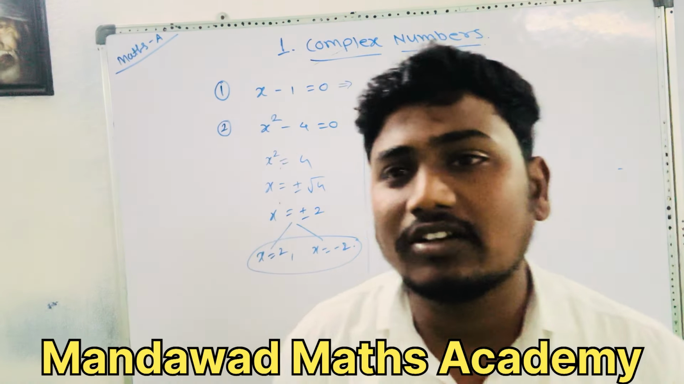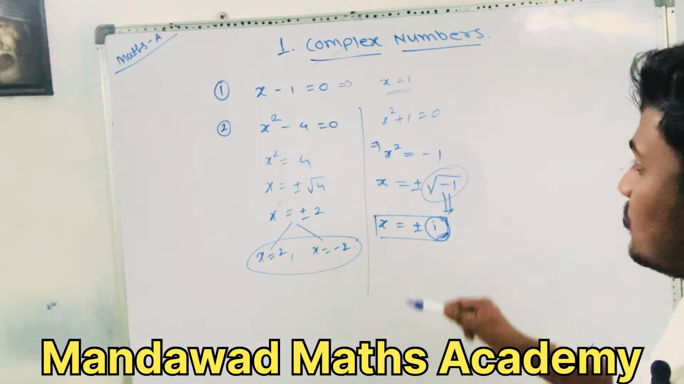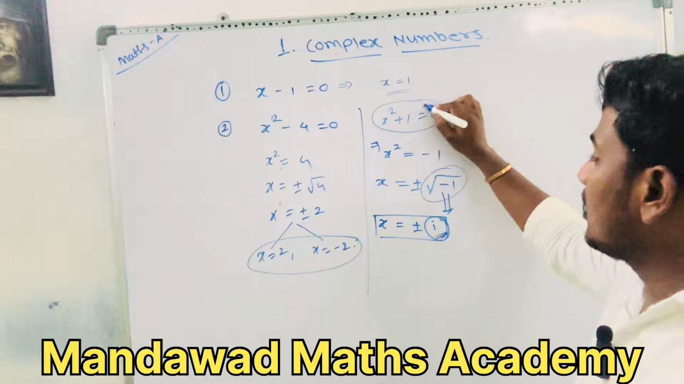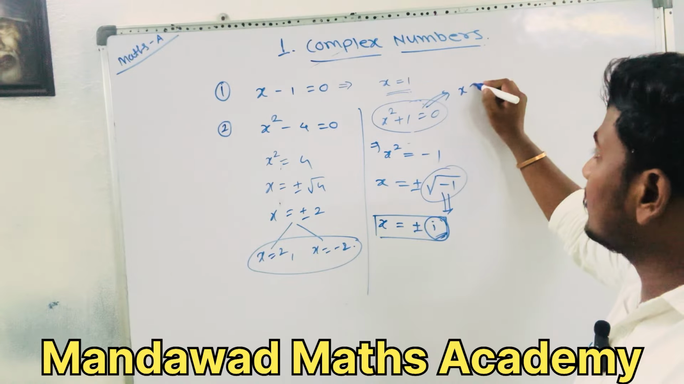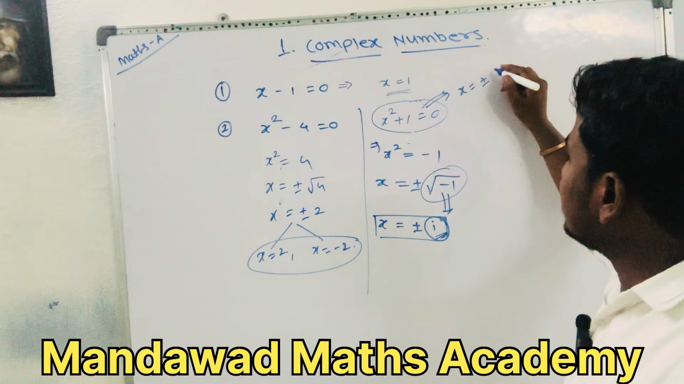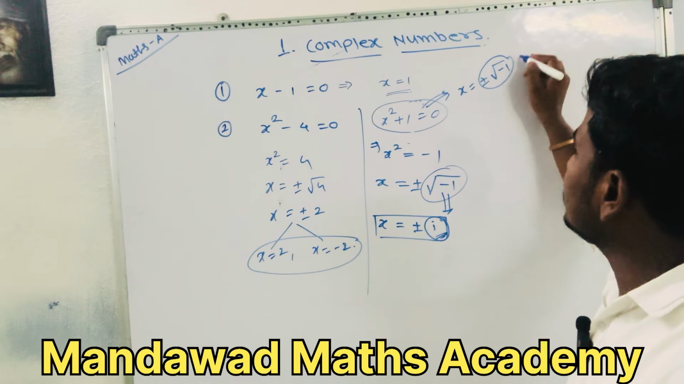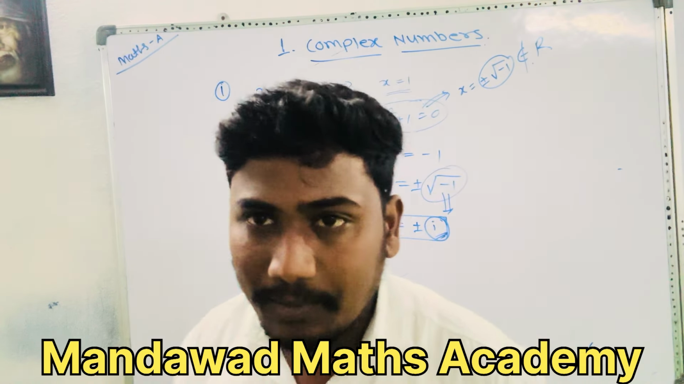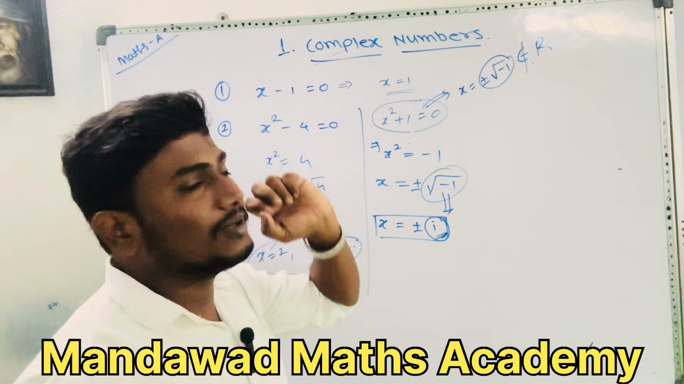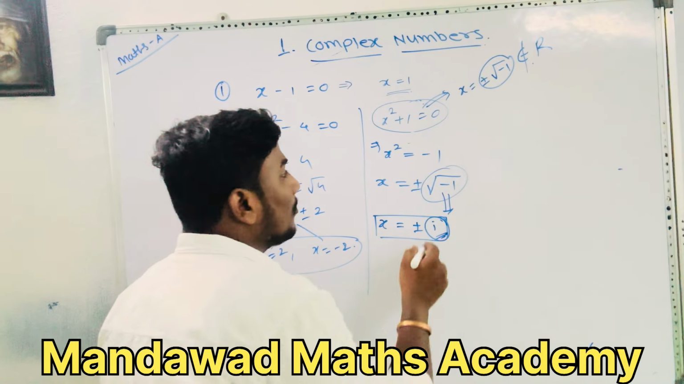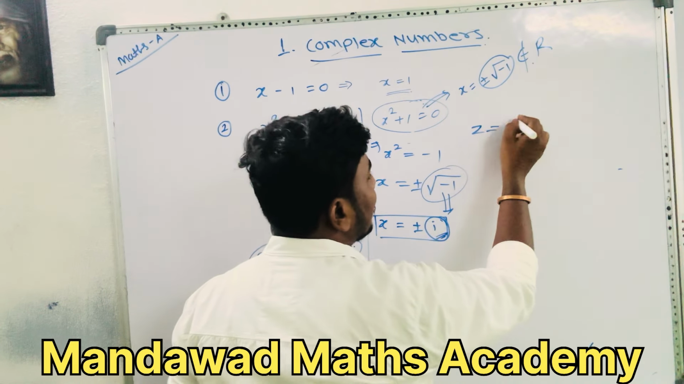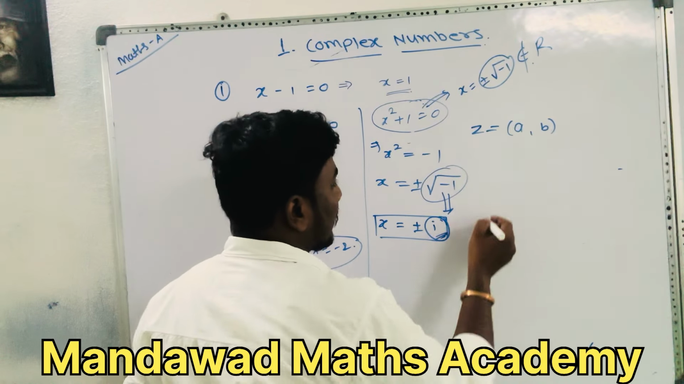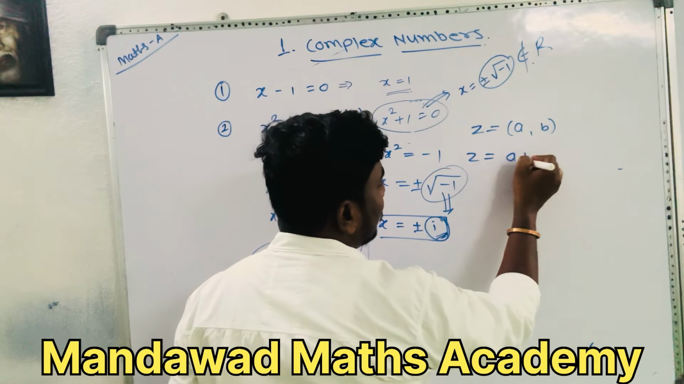Is it okay? Why did we require complex number? The solution of this equation is not defined in the real numbers, means the solution of this equation is x equal to plus minus i. i is nothing but root minus 1, that does not belong to the real numbers. Therefore we define a new set of numbers. That set of numbers is the complex number, and it is denoted by z. Complex number is denoted by z, and that can be written as the ordered pair a comma b. a and b are real numbers, and this is also written as z is equal to a plus ib.